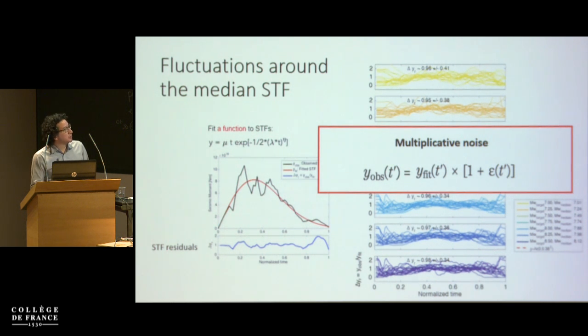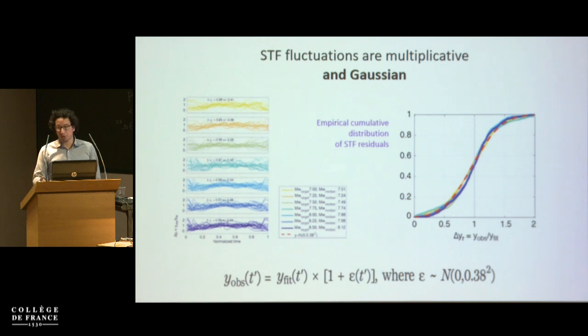What else can we say? We can look at the statistical distribution of these residuals. And what's plotted on the right is the empirical cumulative distribution of the residuals. The red dashed curve is the cumulative distribution for a Gaussian probability distribution. So basically, all of them have very close to Gaussian distributions with pretty much the same standard deviation. So there are many aspects that are magnitude independent, pretty universal, not only on the median, but also on the fluctuations above the median.